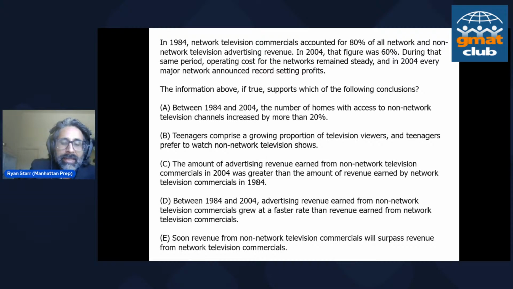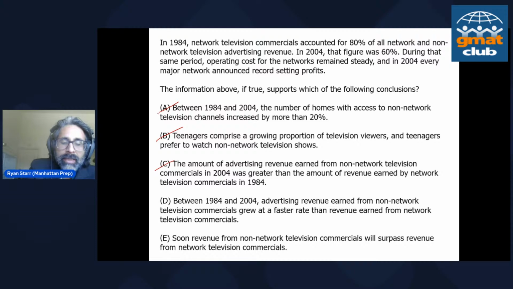A is trying to give us an explanation for why this might have happened. But again, explanations are bad news. B is the exact same thing, trying to give us an explanation for why non-network has risen in profile, risen in percentage share over this time. But this is not something that has to be true to explain it, right? And that's why explanations tend to be bad, because whatever cause they're purporting to give us, there could be an alternate cause. It's the same issue as in cause and effect arguments that frequently show up in critical reasoning.